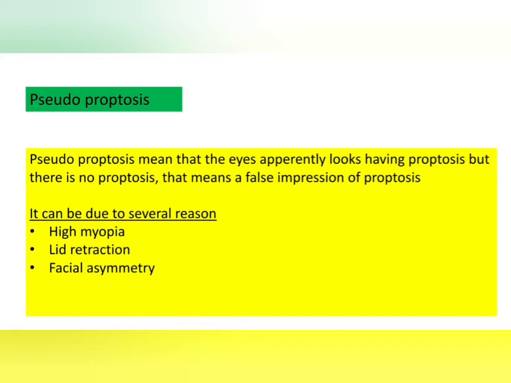To rule out this pseudo proptosis, we have some tests. You can instruct the patient to look upward, with the head tilting backward, and then measure the level of the corneal apex. Here you can see the eye level. The patient's right eye is normal, but the left eye is protruded. So this is a case of proptosis. This is how we can assess that this eye seems to move forward compared to the other. So it can be proptosis.